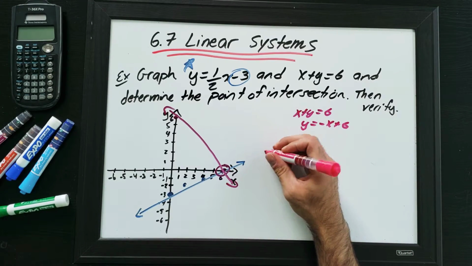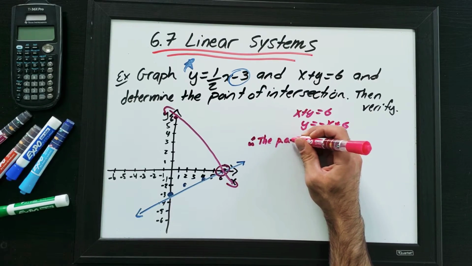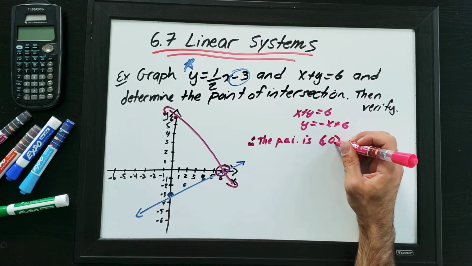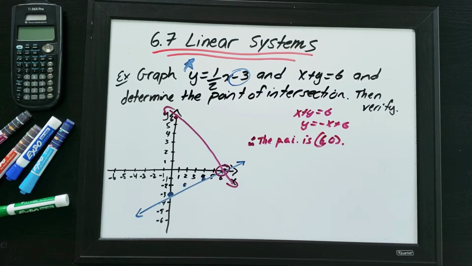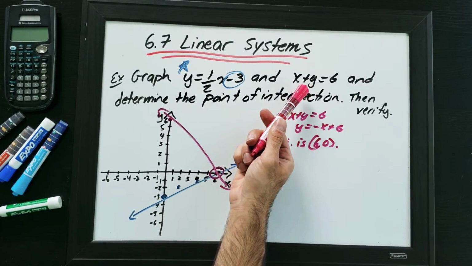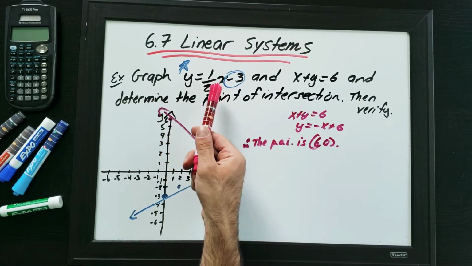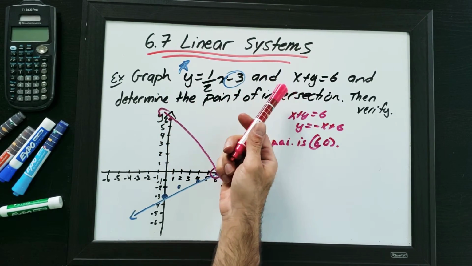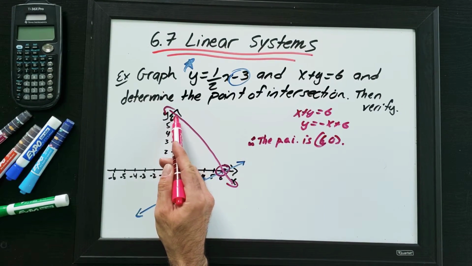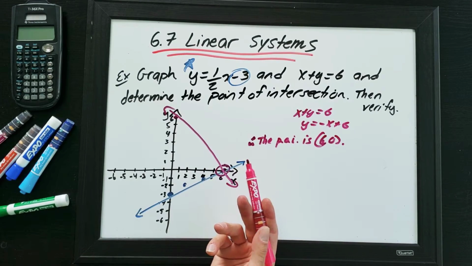Therefore, the point of intersection is, what point is this? 6, 0. I graphed this using slope and y-intercept. I graphed this using intercepts. Remember, those are two different sections in chapter 6. You should know how to graph both ways. If you don't, you can convert it and graph. So you graph at 6, down 1 over 1, down 1 over 1, down 1 over 1, and you get all the way down here. But that would have taken longer.